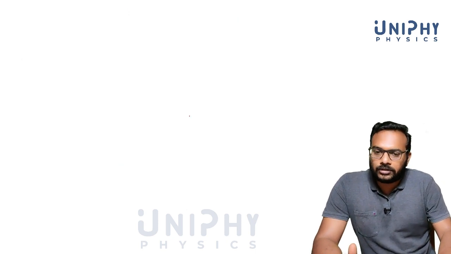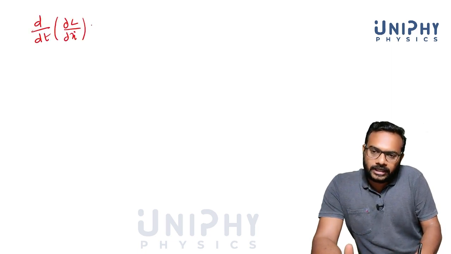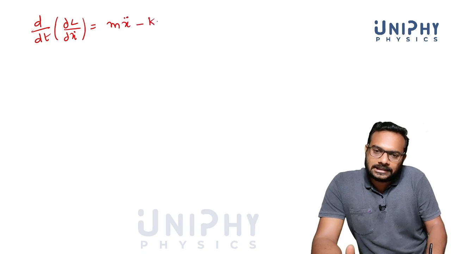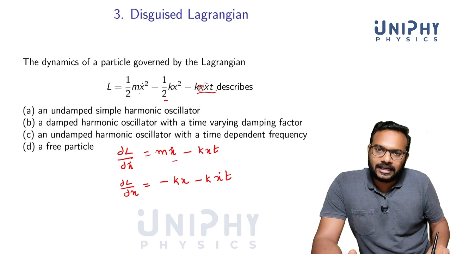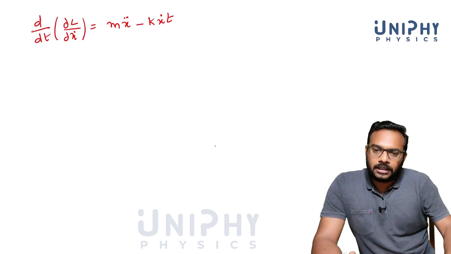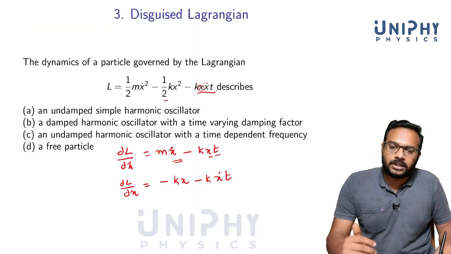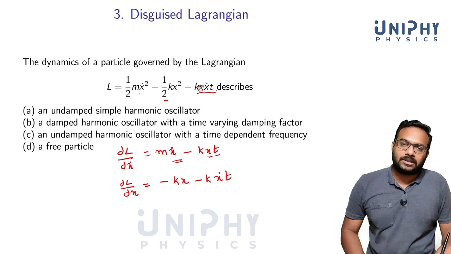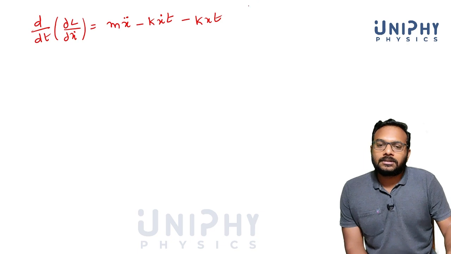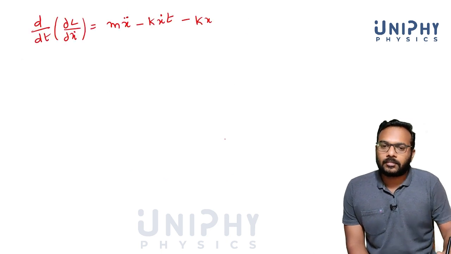Now we find the equation of motion. d by dt of dou L by dou x dot is equal to m x double dot minus k x dot t. You just take the time derivative. There is one more term because you have to use the product rule: the derivative of minus k x t gives minus k x dot t, and there's one more term, minus k x, since the derivative of t with respect to t is 1. When you take the time derivative, there are two terms.